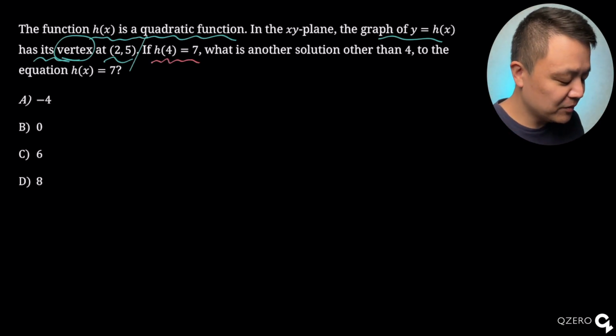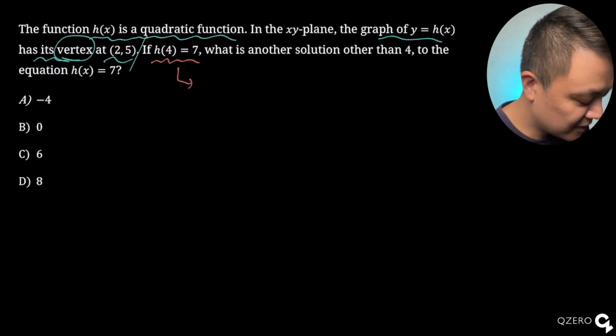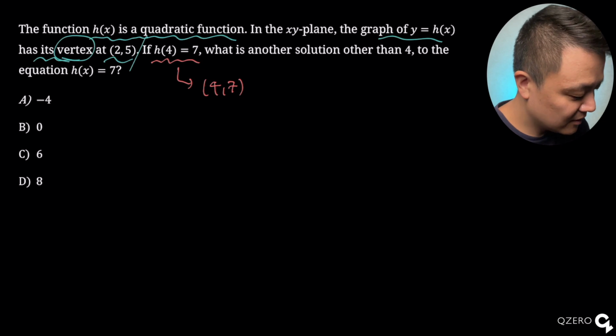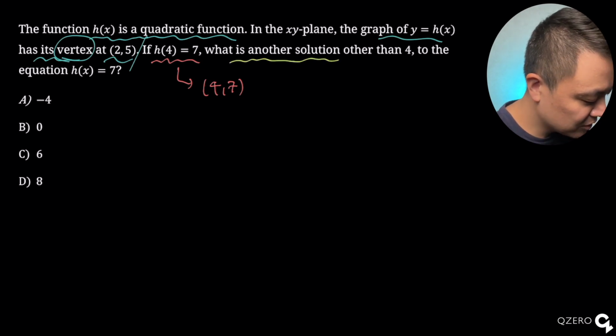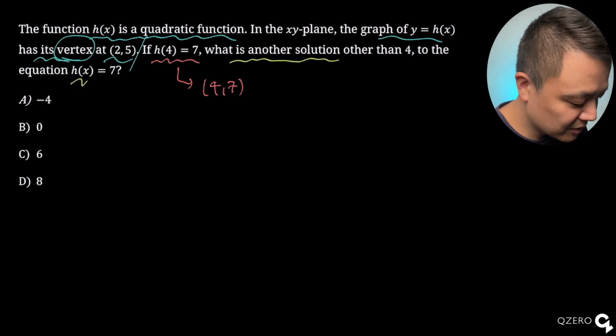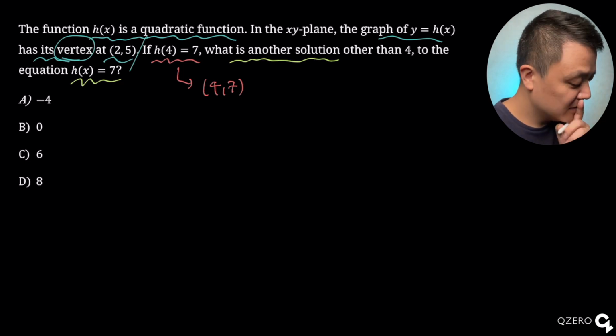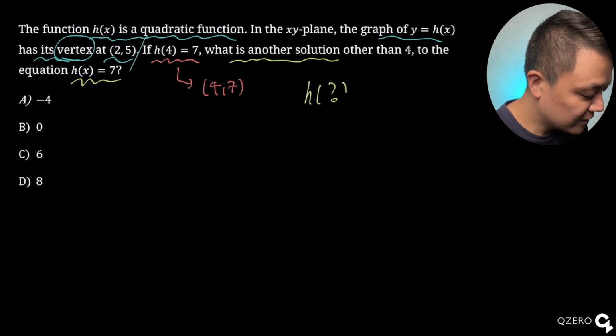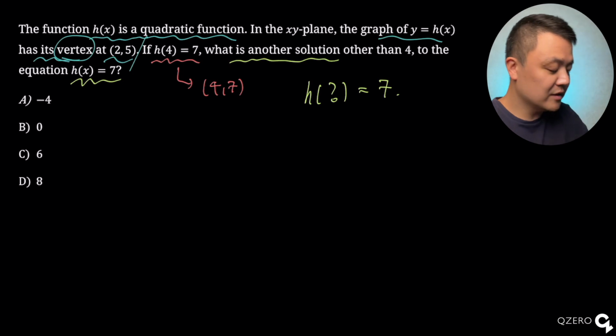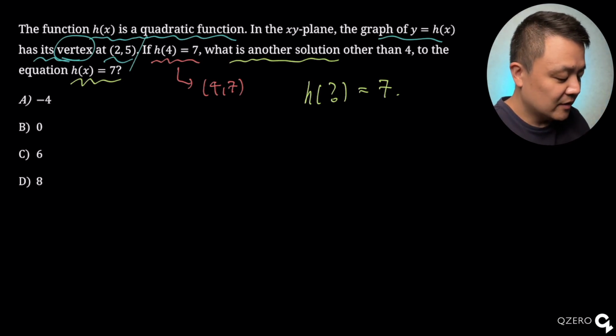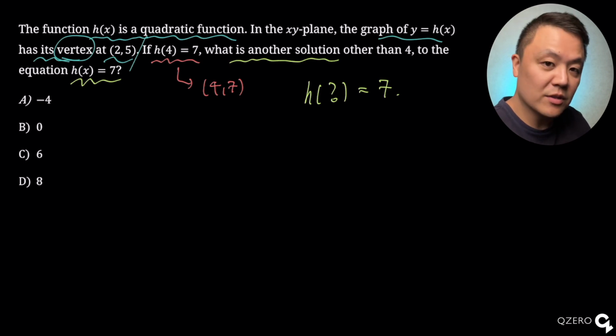h of 4 equals 7. That means the parabola has to pass through the point (4, 7). And we're looking for another solution other than 4 to the equation h of x equals 7. So we're looking for some number resulting in 7 for the y value. There could be an algebraic way or a graphical way to solve this question. I think the graphical way might be easier, so let's give it a try first.